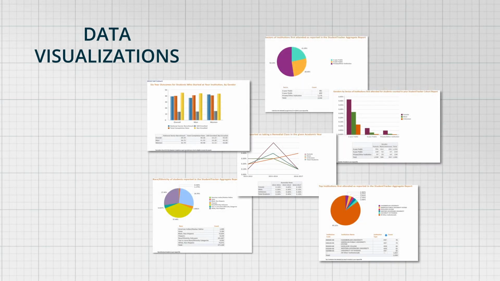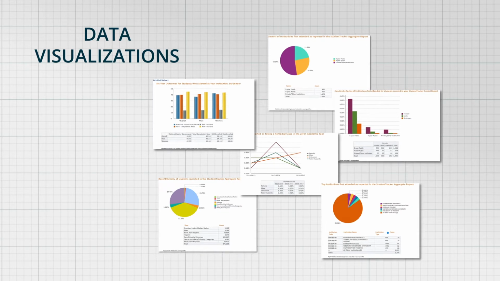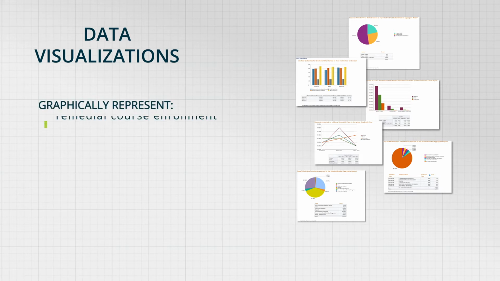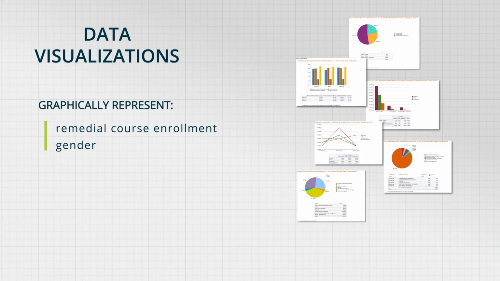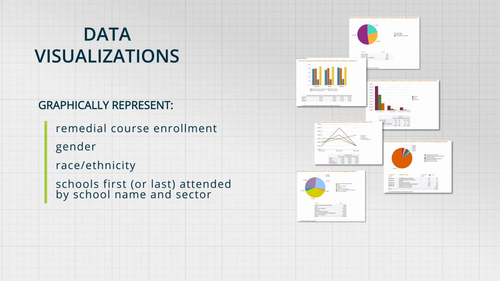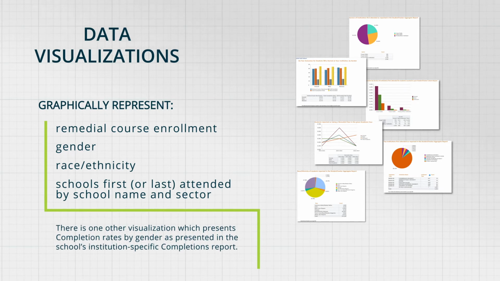Data visualizations allow users to see demographic and institution-level data for students included in your request file. In aggregated form, these visuals graphically represent remedial course enrollment, gender, race and ethnicity, and schools, first or last attended, by school name and sector. There is one other visualization which presents completion rates by gender, as presented in the school's institution-specific completions report.